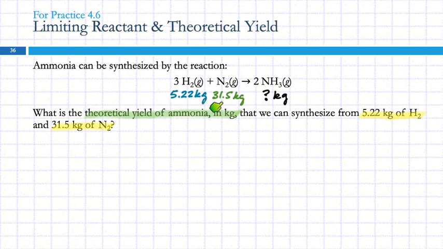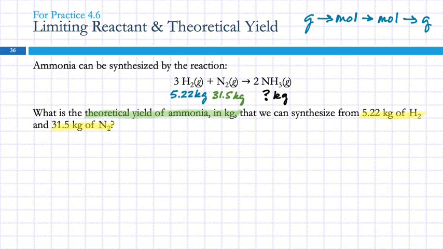But here they're giving us amounts of 2. So we have masses of 2 reactants. We need to do 2 calculations. We get 2 answers, and we pick the smaller one. Okay, so our general path is grams to moles to grams. Do we have the mass in grams? No, we don't. We have the mass in kilograms.